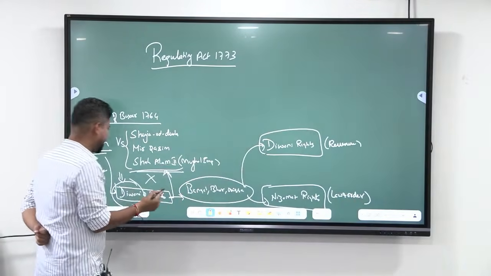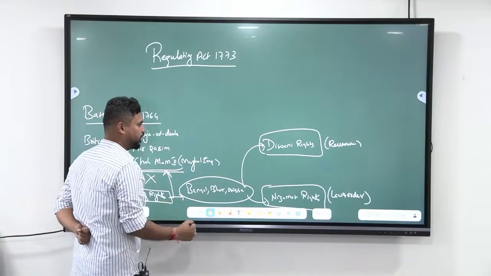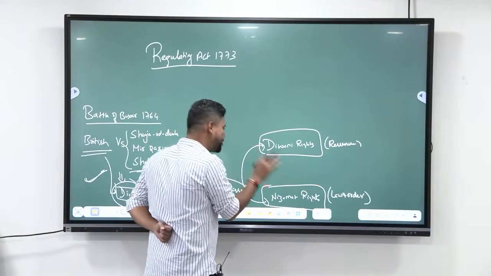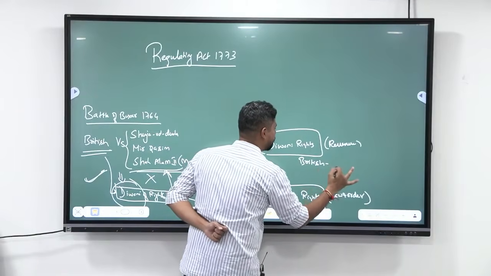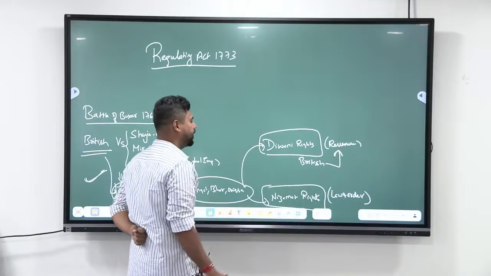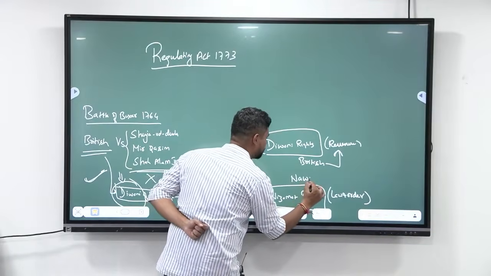So when we say that Shah Alam II granted Diwani rights to the British in Bengal, Bihar and Orissa, basically the emperor is allowing the British to collect the revenue. Then who is going to handle the Nizamat rights? The Nizamat right is going to be with the Nawab.